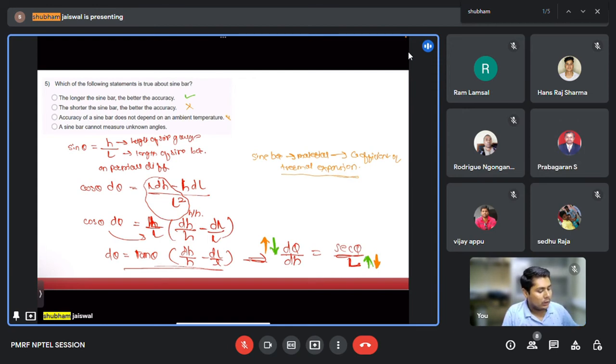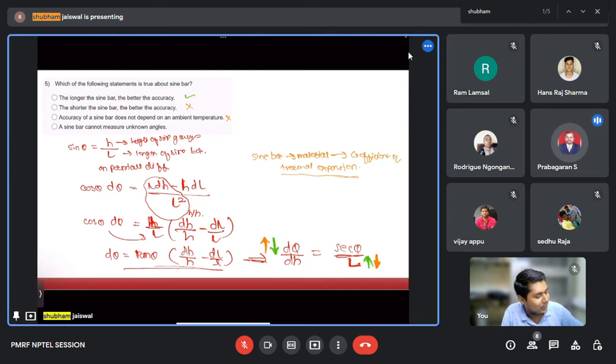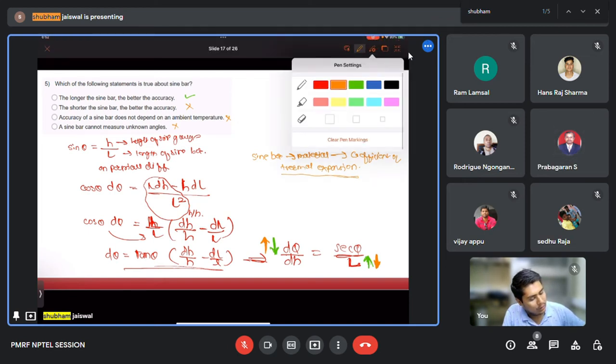Okay, and a sine bar cannot measure the unknown angles. If it does not measure the unknown angles, then what is the meaning of it? Yeah, definitely this will be the wrong one. So the correct answer will be only the first one.